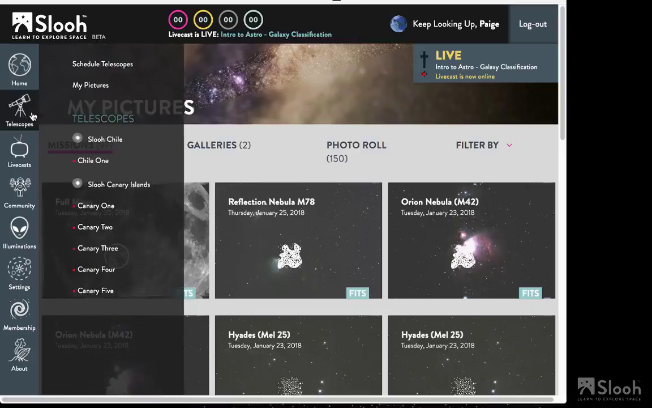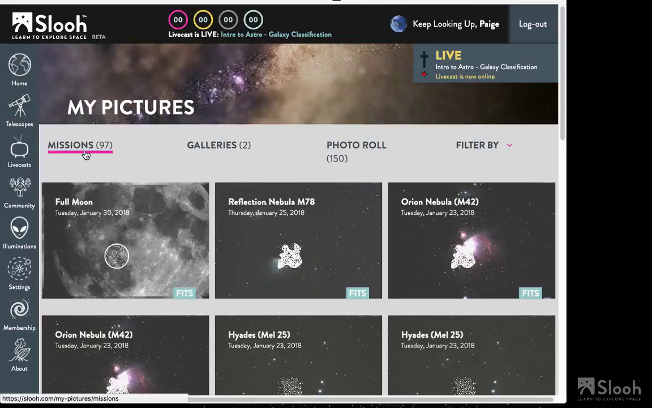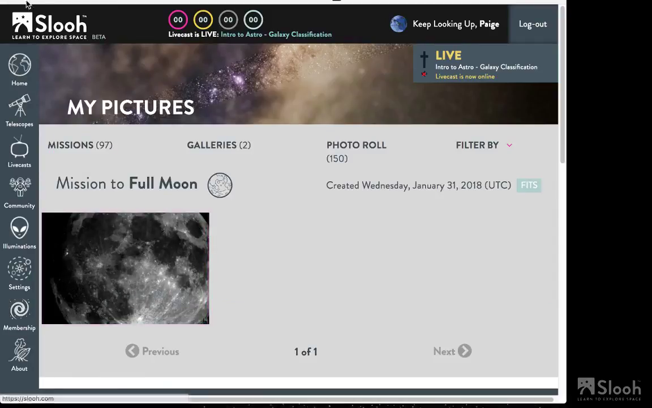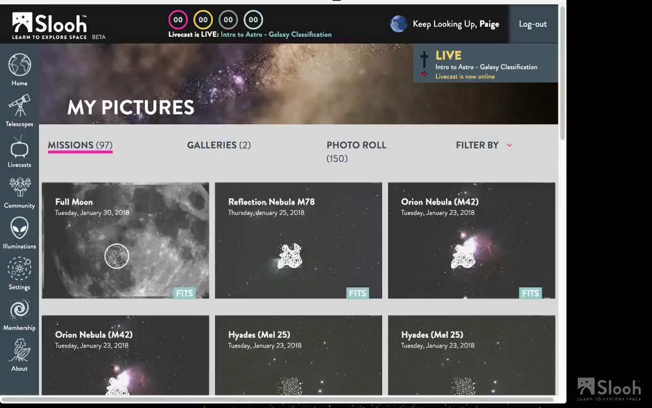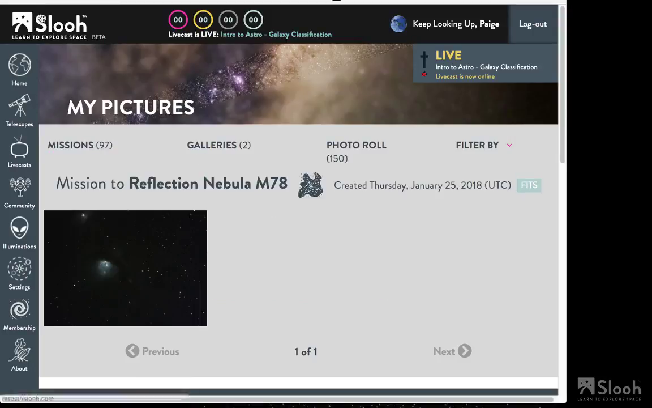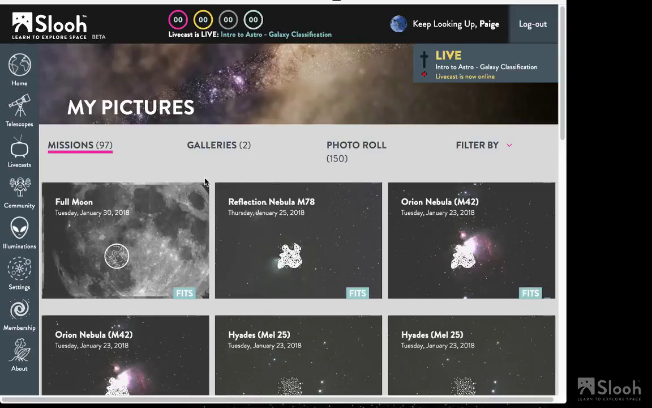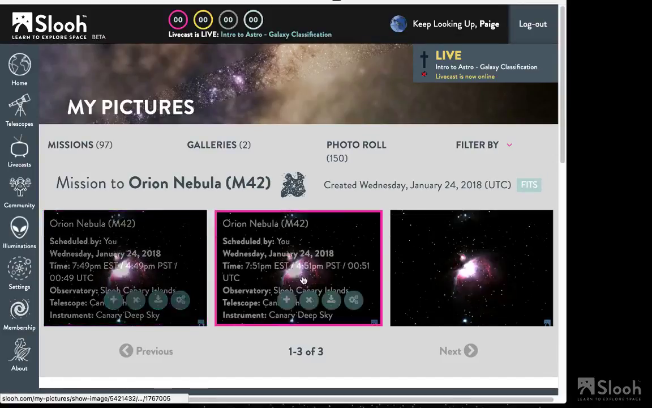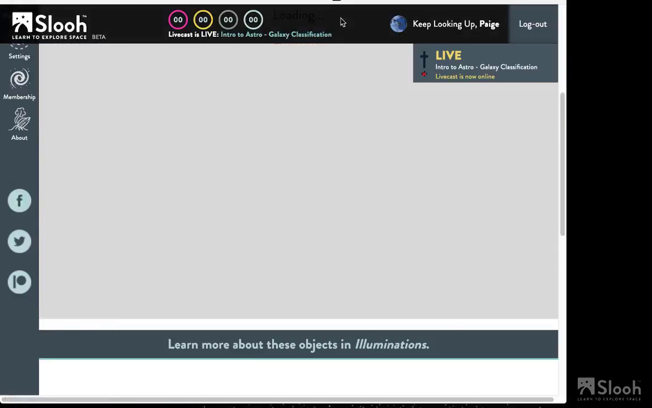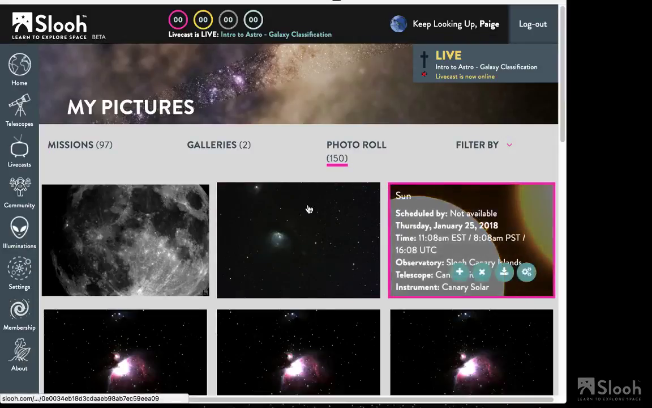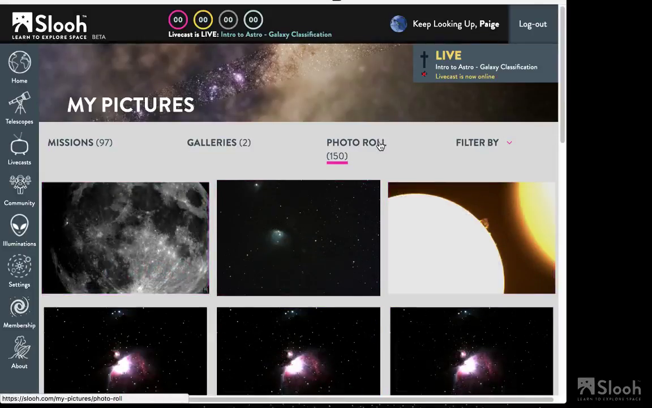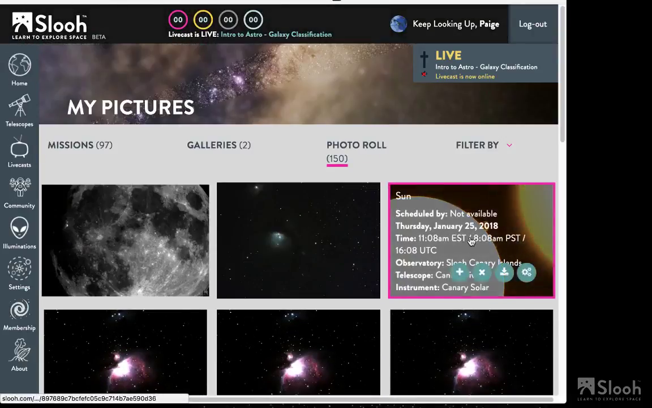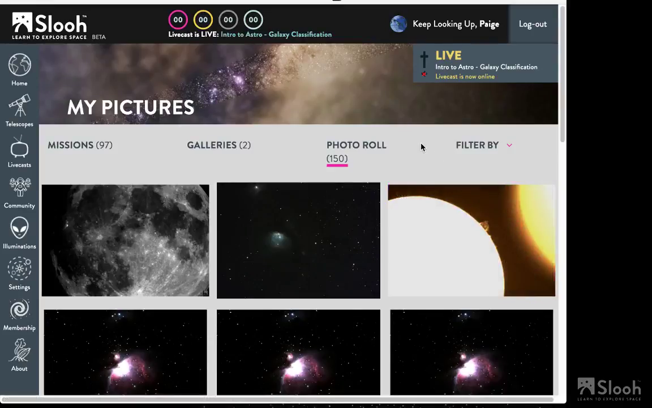So if you were following along, you go to telescopes, you go to my pictures, and then you can either sort by missions or photo roll. If you click on a mission, you might have, well, that only has one, let me go back. I go through my images and kind of clear them out a little bit sometimes. But anyway, here you go. Here's an example of a mission you might have multiple images within. Otherwise, you go to your photo roll and it breaks apart all of the missions into their individual images. And also, if you took any images, like I took one of the SLU Solar Telescope, it was a live feed and I just clicked take image. So that would be in my photo roll.